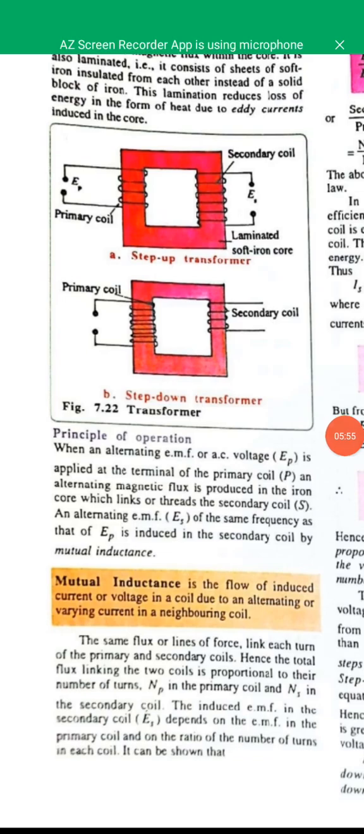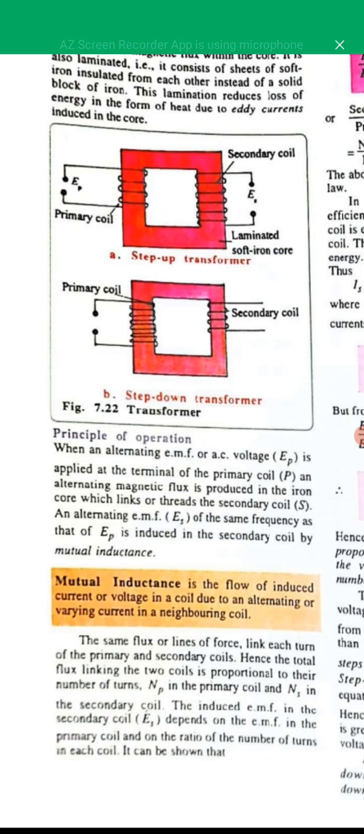But one of the ways to reduce these energy losses is by laminating the soft iron core with iron sheets, or by insulating it. By laminating it or by insulating it.